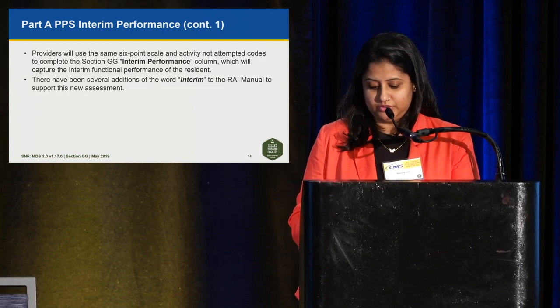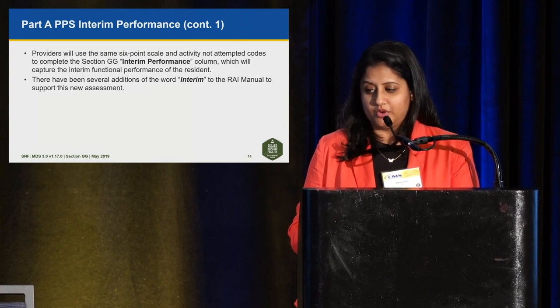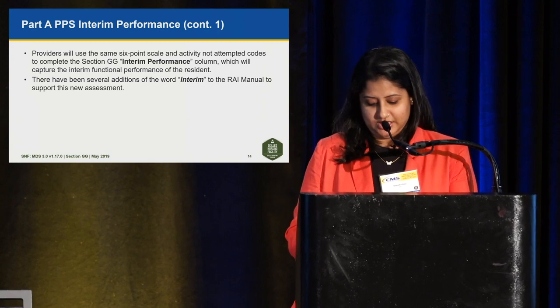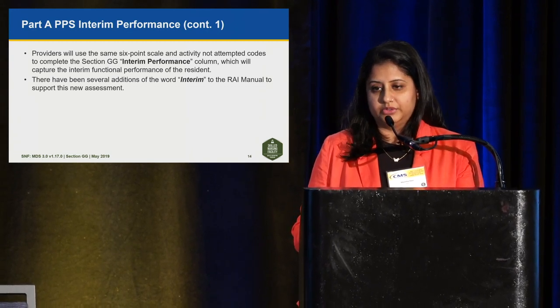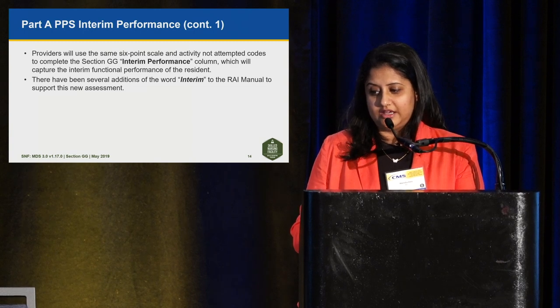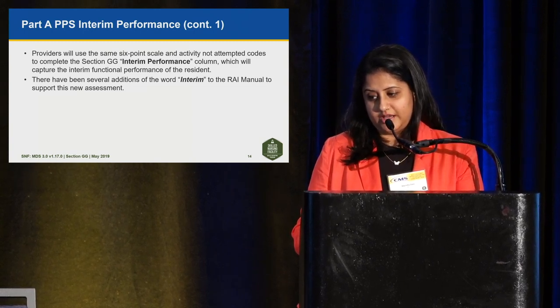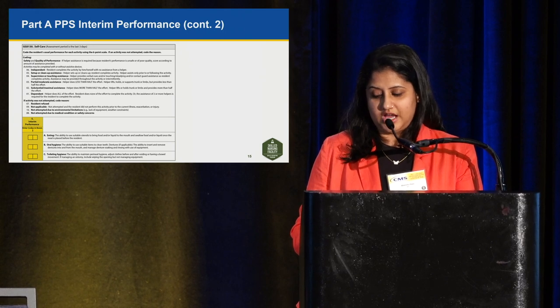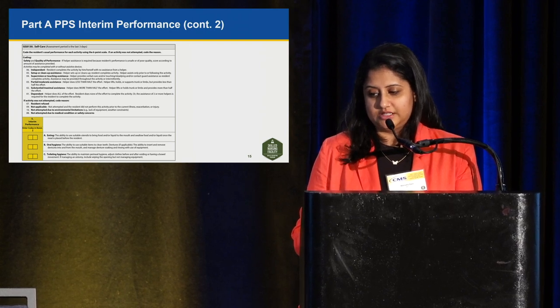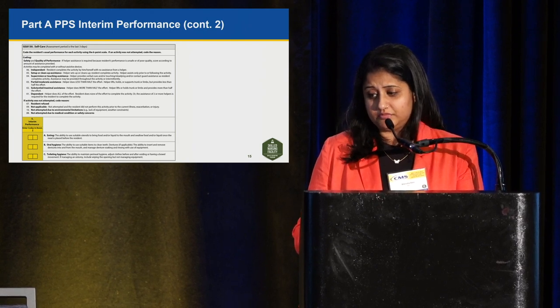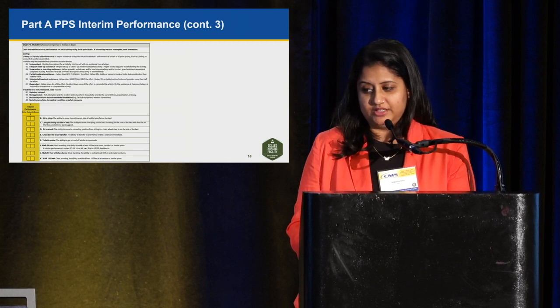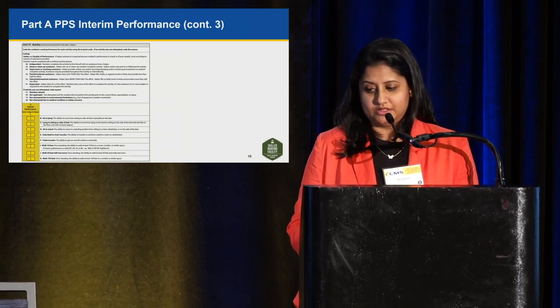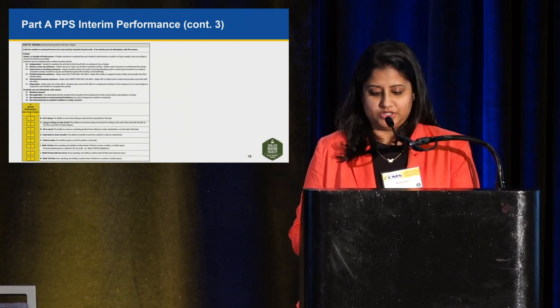The IPA doesn't include all of the Section GG items, just what's required for the PDPM. So you'll notice on the subsequent slides, the items listed are not the complete list of Section GG items. There have been several additions of the word interim to the RAI manual to support this new assessment. On this screen, you can see the GG0130 IPA assessment items. The coding is still the same, so you would use one of the six codes or the activity not attempted code for the appropriate reason. Following that, we have GG0170 interim performance assessment items. Again, not all the items are used, just what's being used for the PDPM.